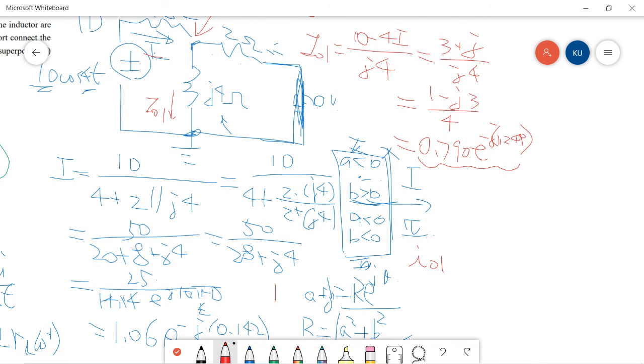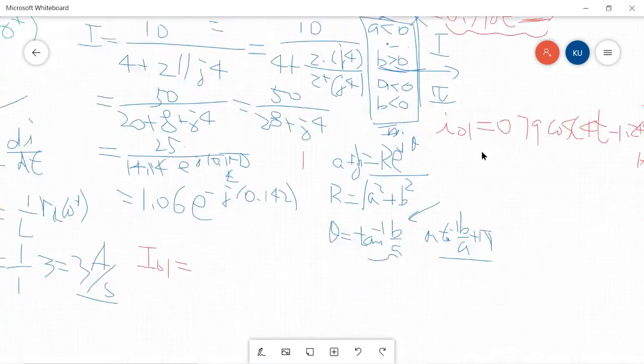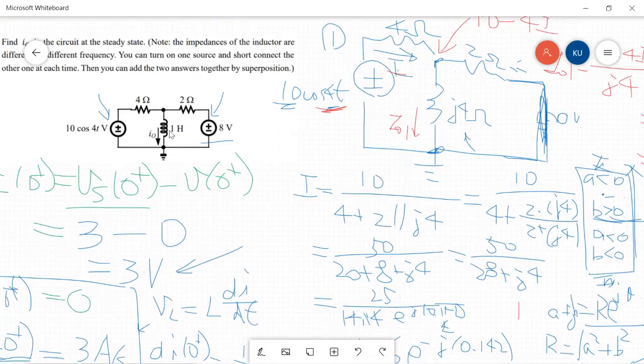I01 will be 0.79 cosine 40t with the same frequency, but the phase will be minus 1.249 A. But we have not finished yet because we only calculated one of the sources. For the second case, we need to calculate another source. We need to switch off this one.